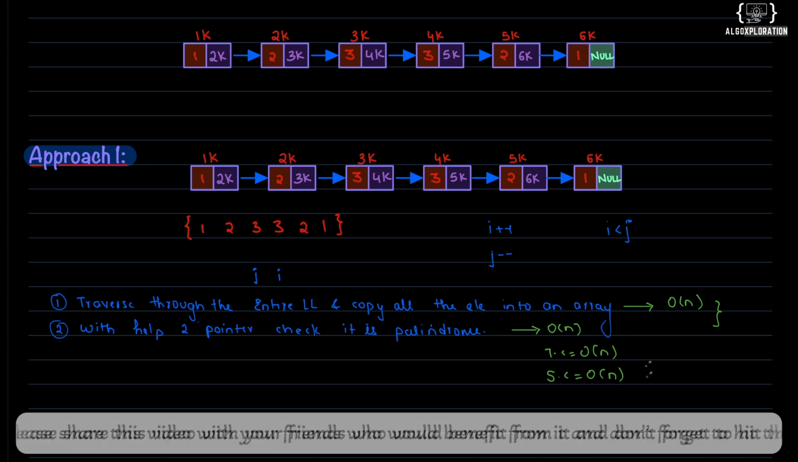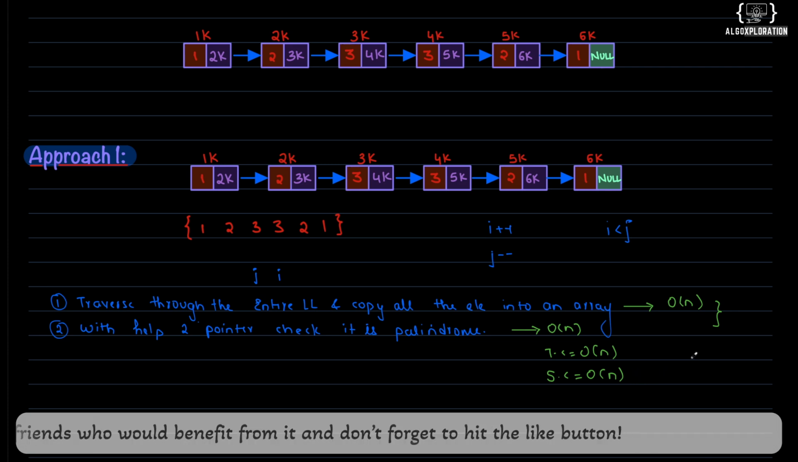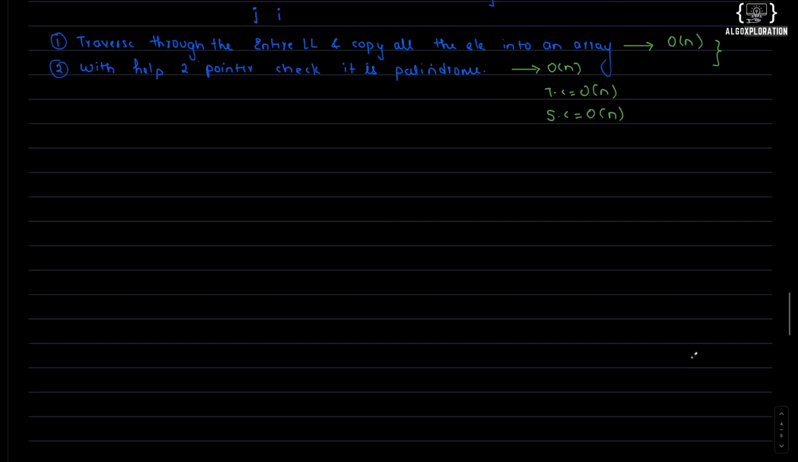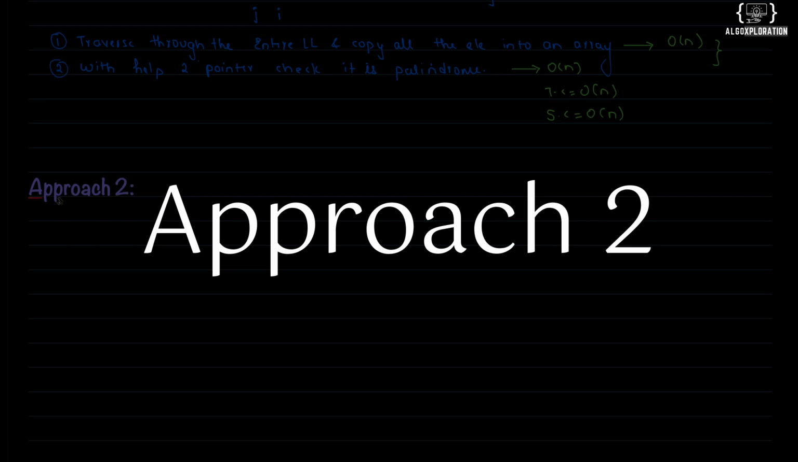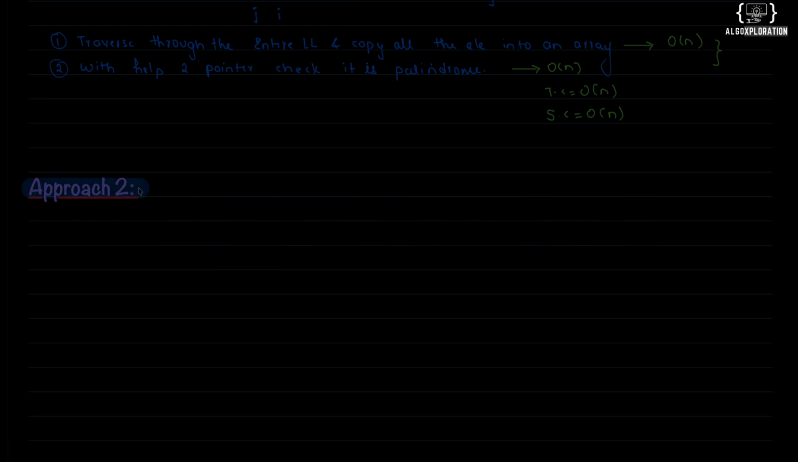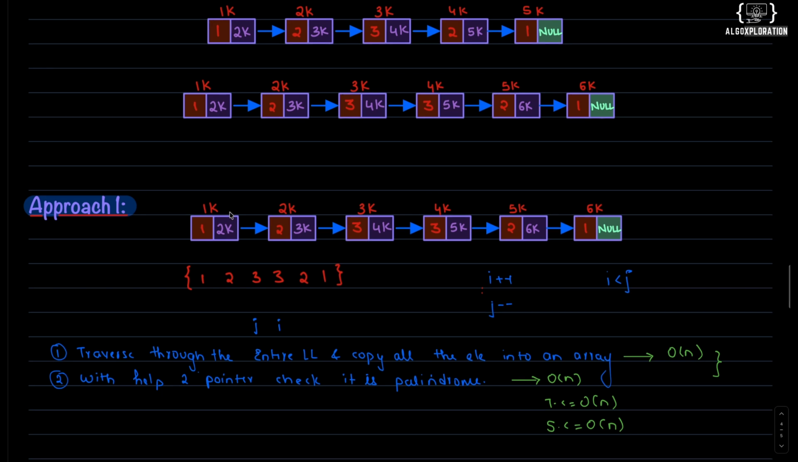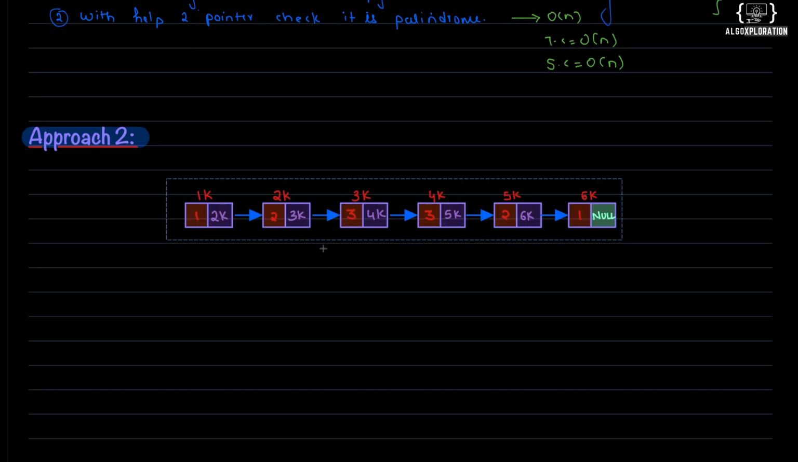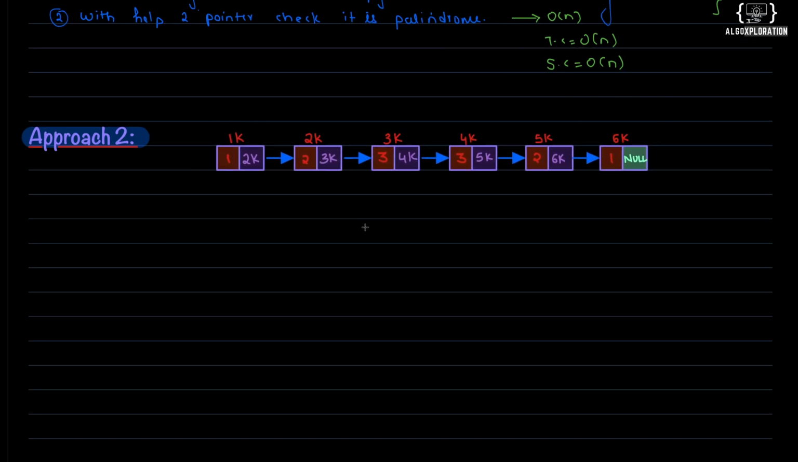Now the interviewer will not be happy with this. So we need to optimize this such that the space complexity will be order of 1, or constant. So let's talk about approach 2. Now let's take the above example only, which is this. Now see over here, we need to check whether we can also apply the two pointer technique.